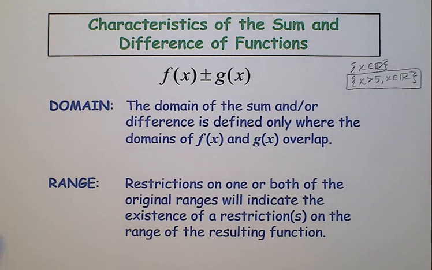Okay, in terms of the range, restrictions on one or both of the original ranges will indicate the existence of a restriction or restrictions on the range of the resulting function. So it's a similar idea to the domain. If there is a restriction on the range for one function or for both functions, then the combined function will have those same restrictions on it as well.